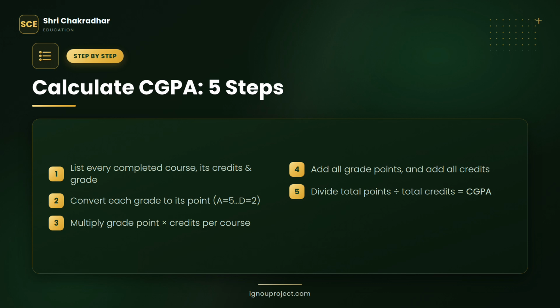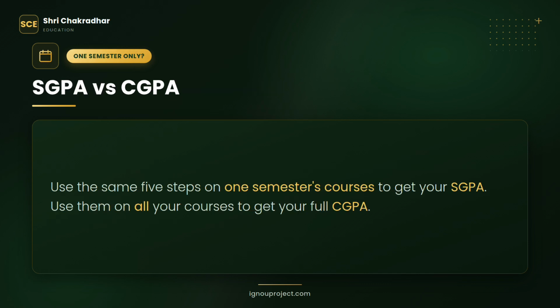Step 3. Multiply each course's grade point by its credits to get the grade points earned. Step 4. Add up all the grade points earned and separately add up all the credits. Step 5. Divide the total grade points by the total credits. That number is your CGPA.